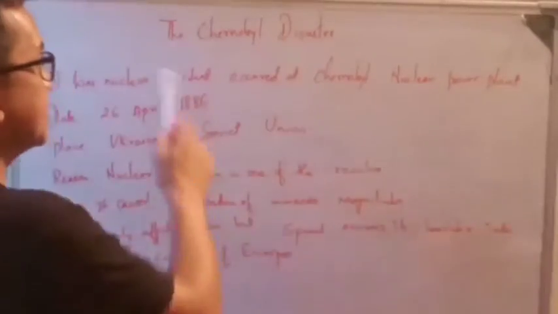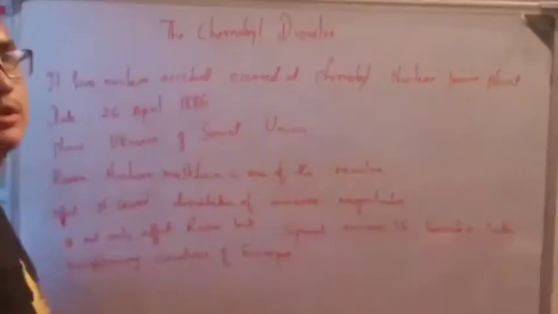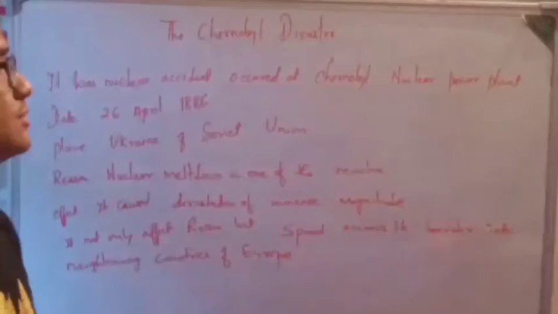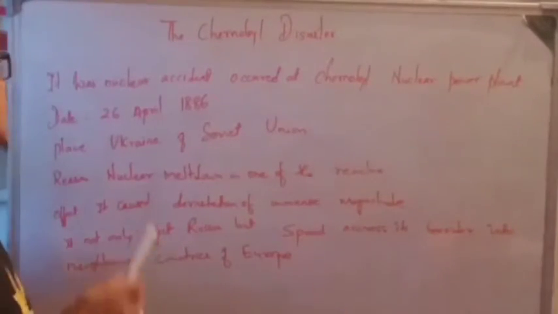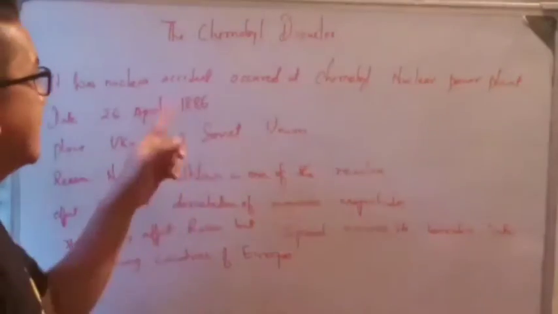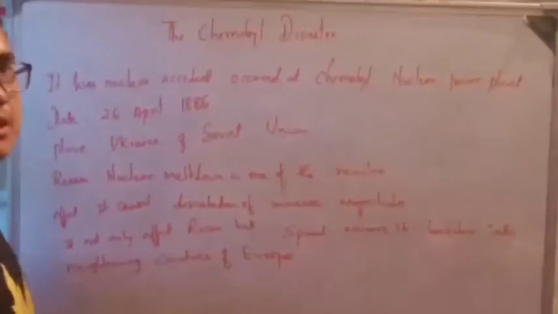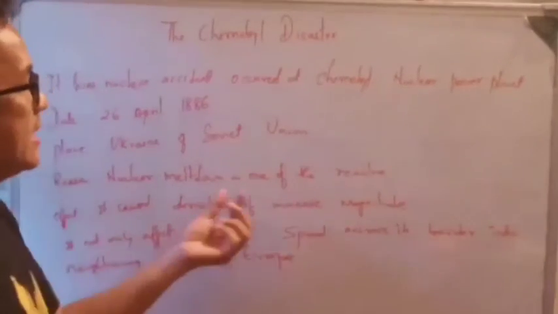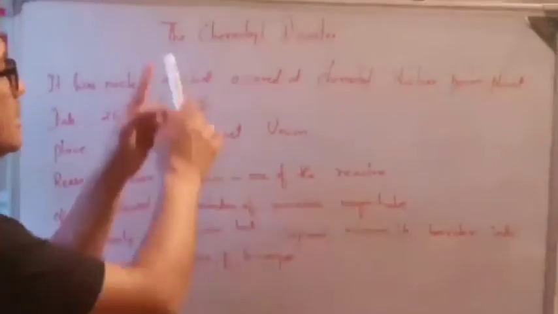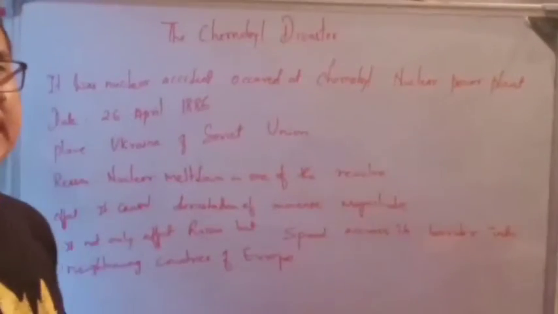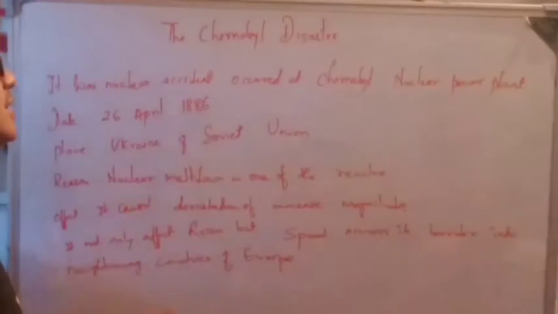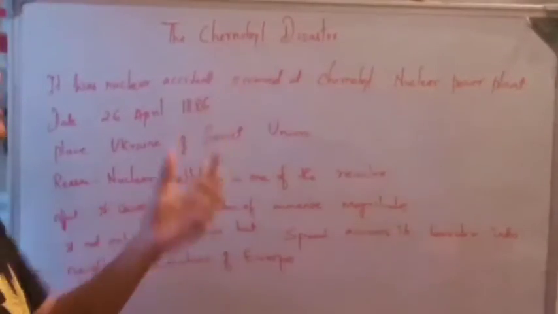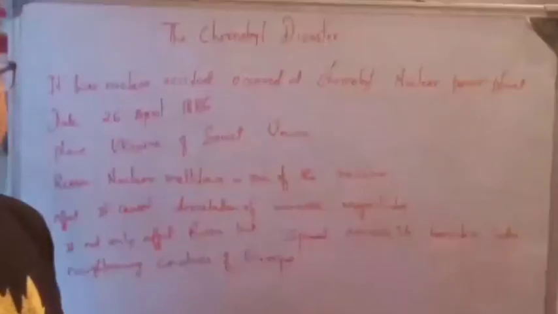Now let us discuss the Chernobyl disaster. It was a nuclear accident that occurred at the Chernobyl nuclear power plant on 26 April 1886, in Ukraine of the Soviet Union. Reason: nuclear meltdown in one of the reactors. The disaster was caused by the destruction of a nuclear reactor. This is an example, the Chernobyl disaster.